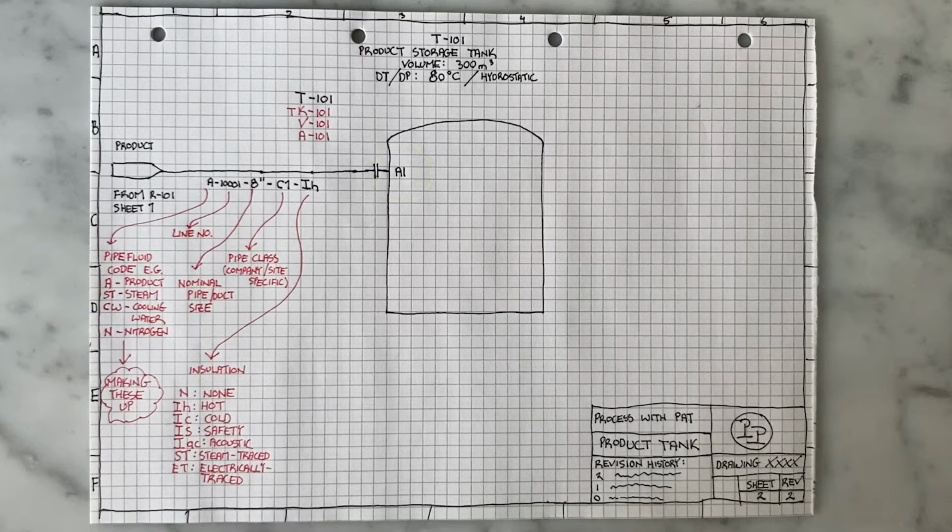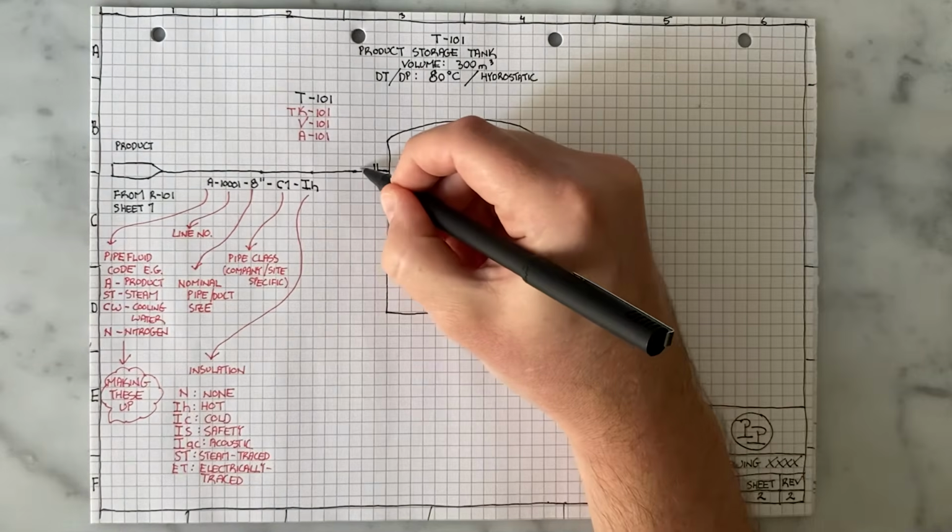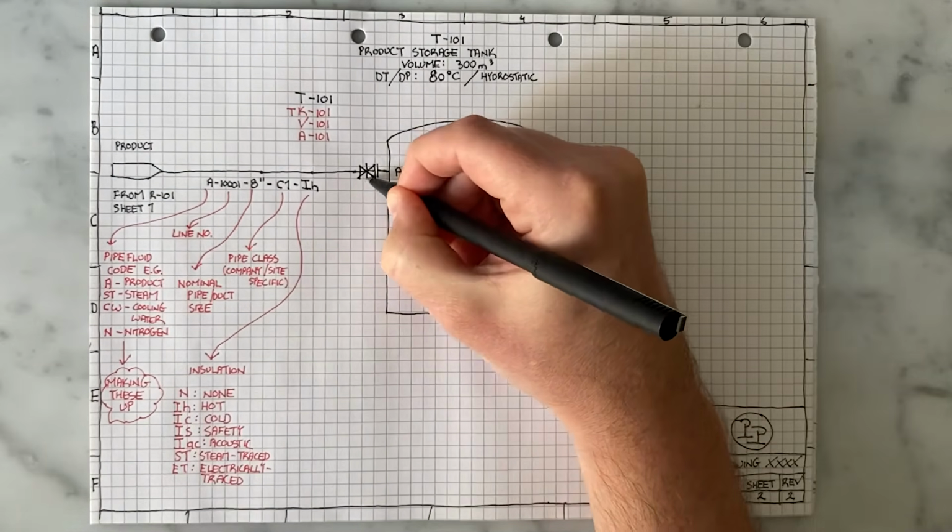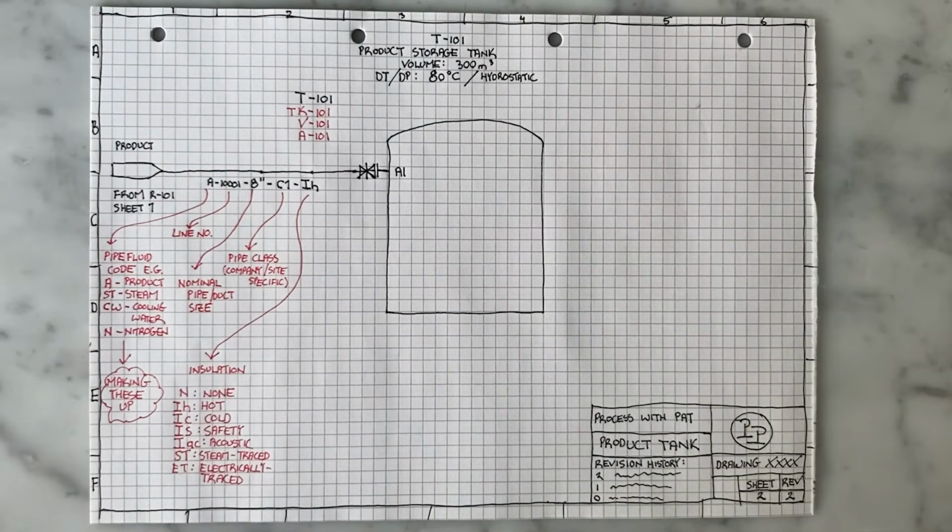Next, we're going to put a valve on the line into our tank. This is to be able to isolate the line, say, if we're maintaining the tank.